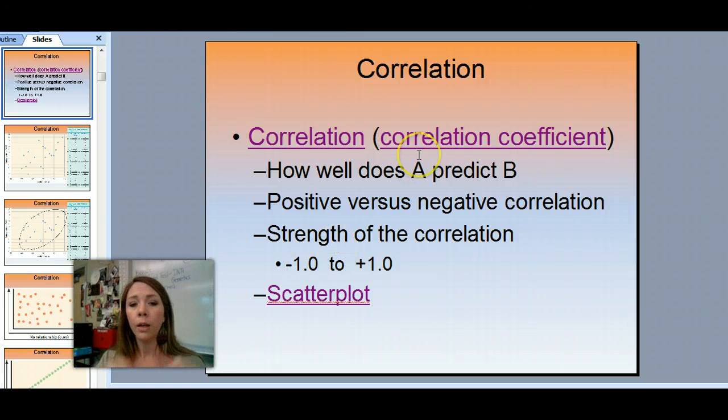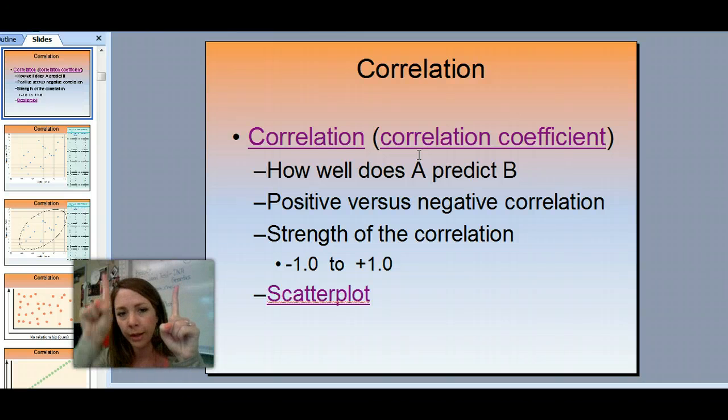Positive and negative. Positive moves in the same direction. Negative moves in opposite directions. As I increase my coffee, I increase how fast I talk, obviously. As I decrease my coffee, I decrease how fast I talk. As I increase the amount of coffee, I decrease the amount of sleep. So that's going to be my negative correlation. Positive goes in the same direction.